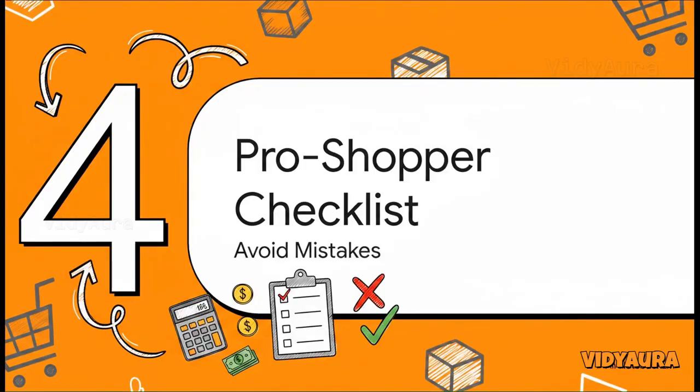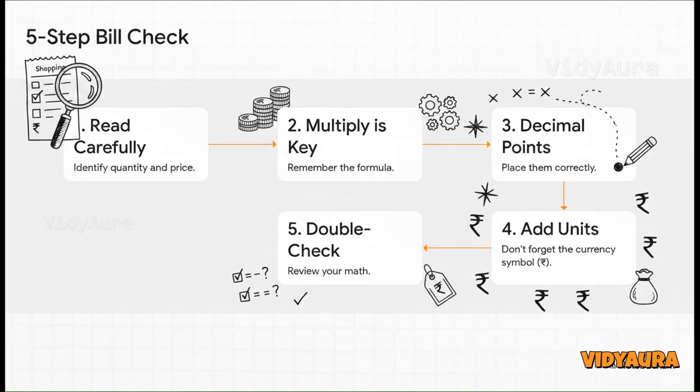Okay, you've totally got the skill down now, so let's make sure you can nail it perfectly every single time. Here is your official pro shopper checklist to make sure you avoid any of those silly common mistakes. All right, here's a quick 5-step check so you're always spot on. First, read carefully. Seriously, just check the quantity and the price. That's where tiny mistakes happen.